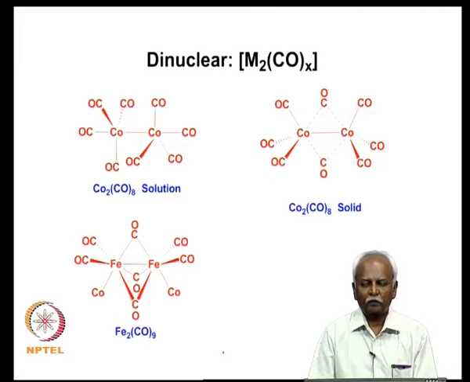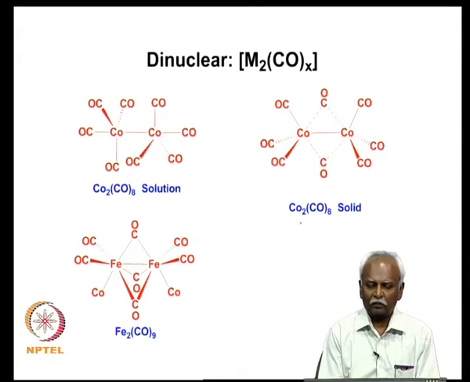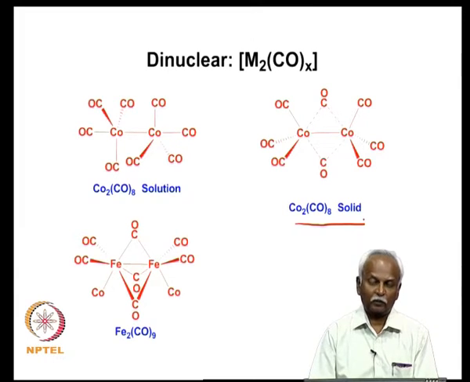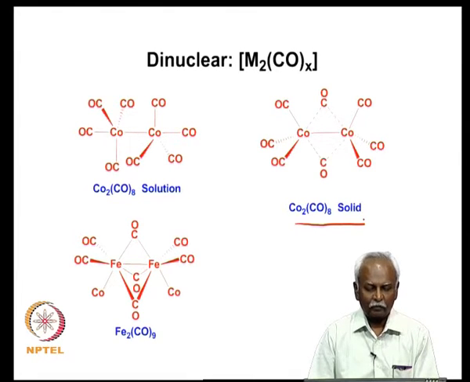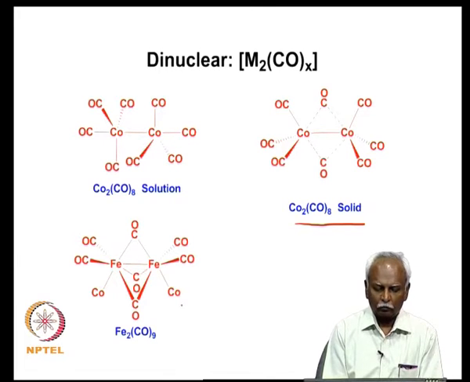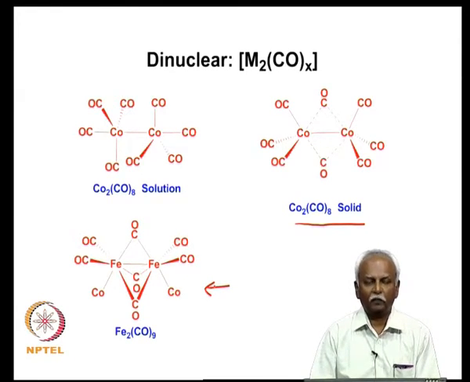So, here I have pictured the two structures of the dicobalt octacarbonyl complex. In solution, you find there are no bridges, and in the case of the solid state structure, you have a very clear indication of a bridge structure. In the case of diiron nonacarbonyl, that is Fe2(CO)9, you find that there are 3 bridging carbonyls, and that invokes the necessity of a metal-metal bond in order to satisfy the electron count.